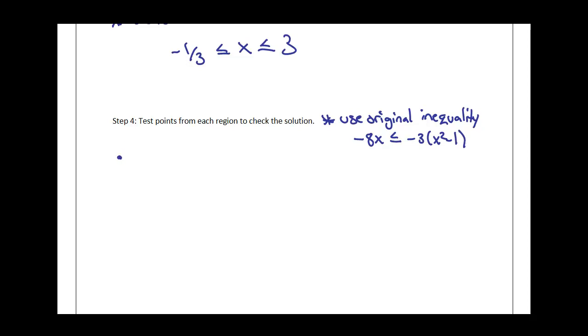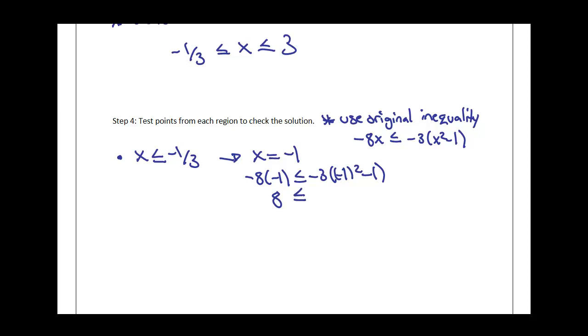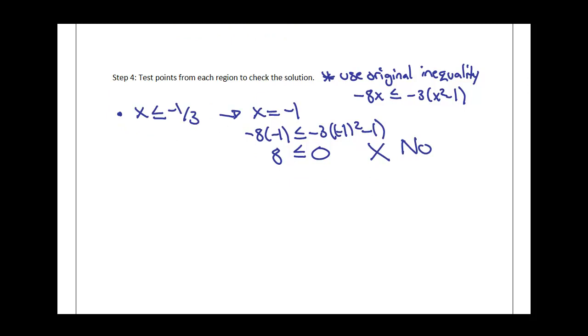So first region was when x is less than or equal to negative 1/3. So in this case, let's just use x equaling negative 1. We get negative 8 times negative 1 less than or equal to negative 3 times negative 1 squared minus 1. Solving, we're going to get 8 less than or equal to, well, this actually comes out to 0, which is not true. So that region is no good, which is what we wanted it to be.